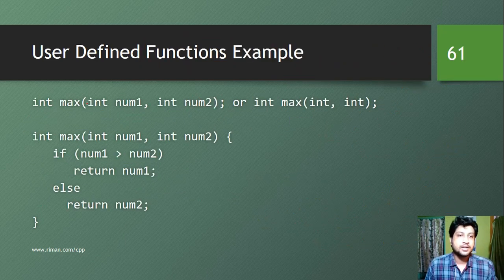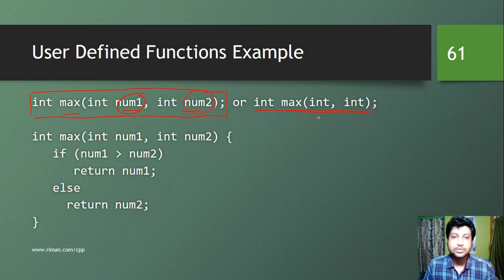So I have defined a function max that will find the maximum of two numbers, number one and number two. So this is a function prototype, or you can have this one as also a function prototype. In a function prototype, you don't need to mention the variables. So that's why this particular statement is equivalent to this statement.